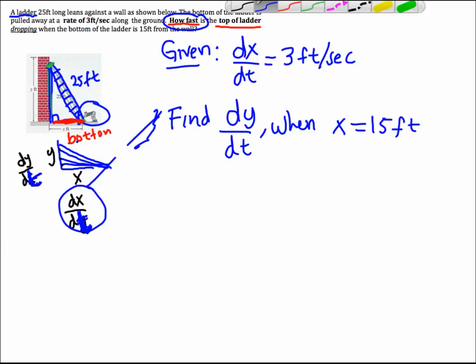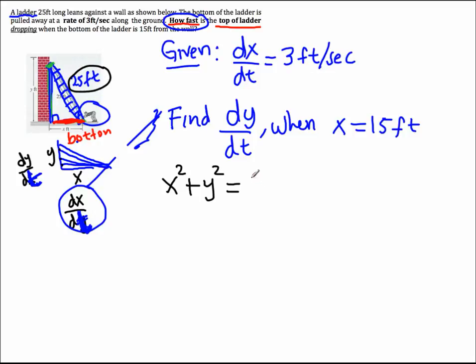Now I need an equation that relates these particular variables and this particular figure. I know that I can use x squared plus y squared equals z squared. But because we already know that the hypotenuse is 25 feet, I set it equal to 25 feet squared.